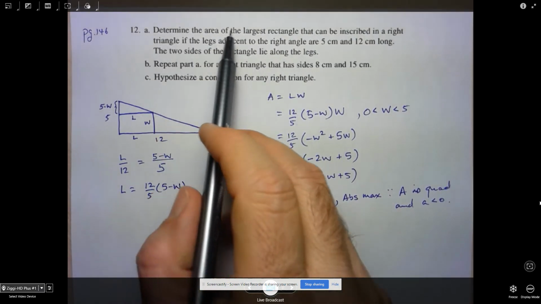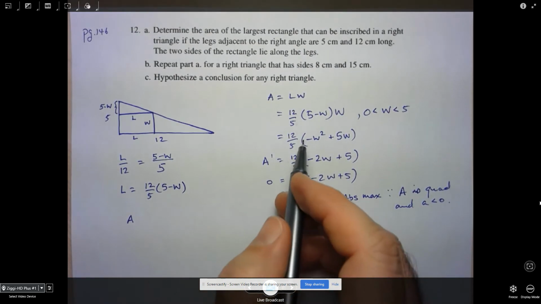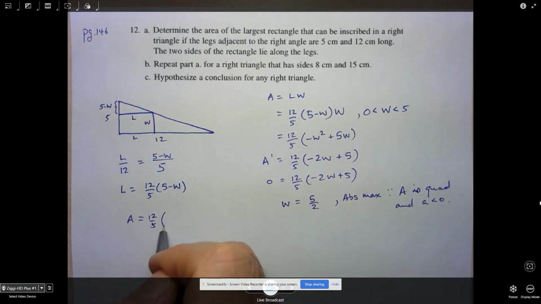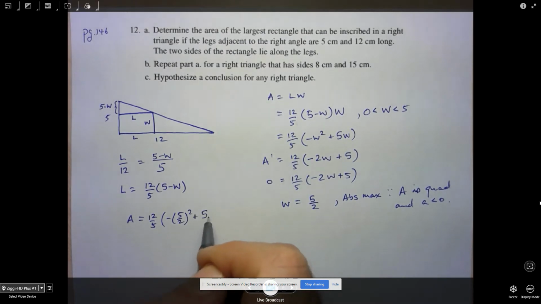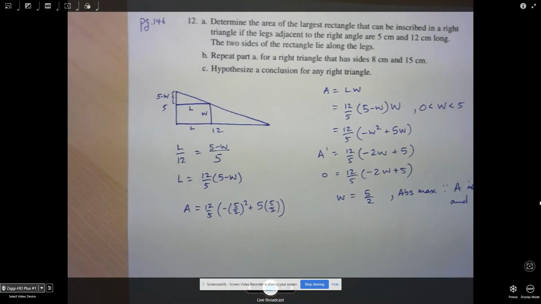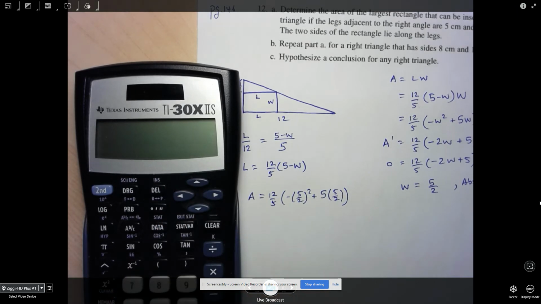They say determine the area of the largest rectangle. So now I can just take this 5 over 2 and input it into the area formula. So 12 over 5 times negative 5 over 2 squared plus 5 times 5 over 2. And I'm going to stick that into a calculator, make my life easier. Okay, although we certainly could do it by hand.